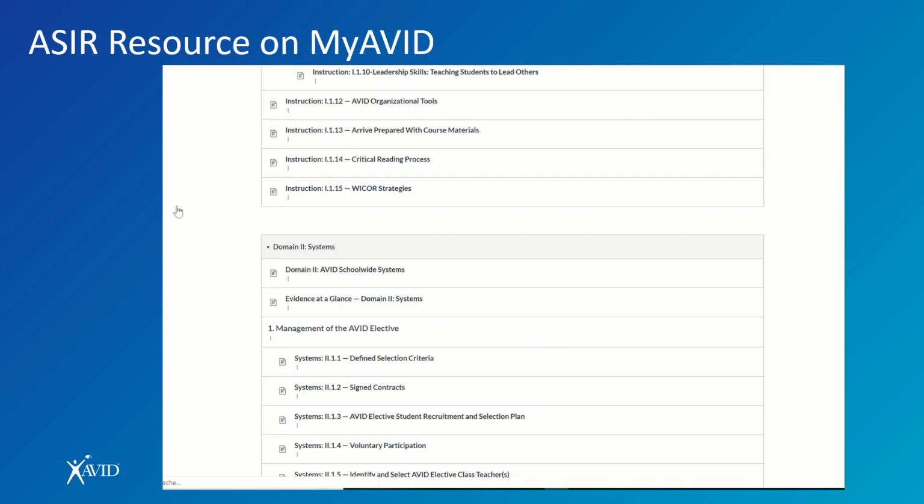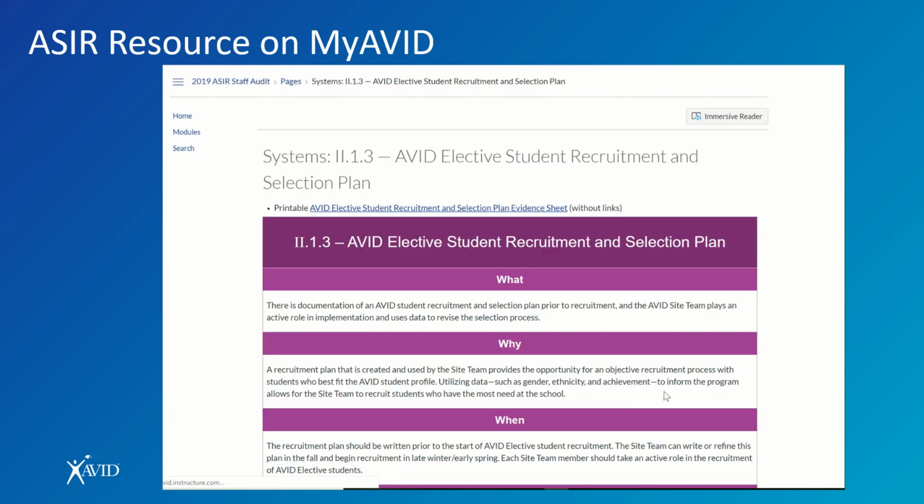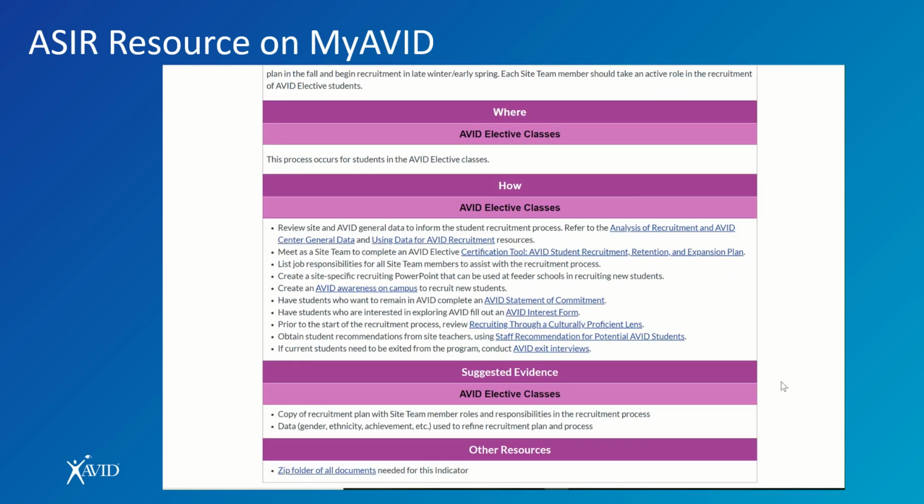And then if we go back, and we go down to AVID Elective Recruitment and Selection Plan, there are more resources here. So there's a statement of commitment that students can sign, an interest form, how you can recruit through a culturally proficient lens. So other great resources here as we're thinking about recruitment.